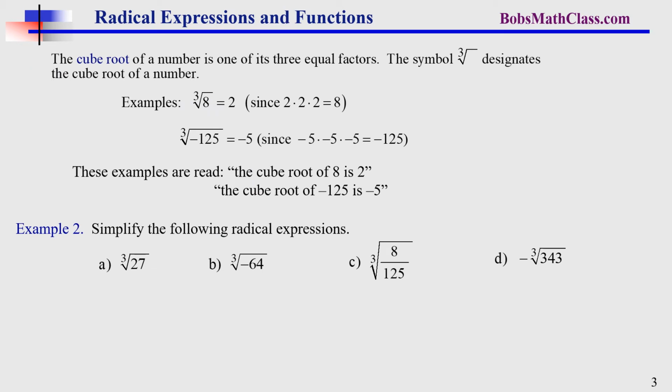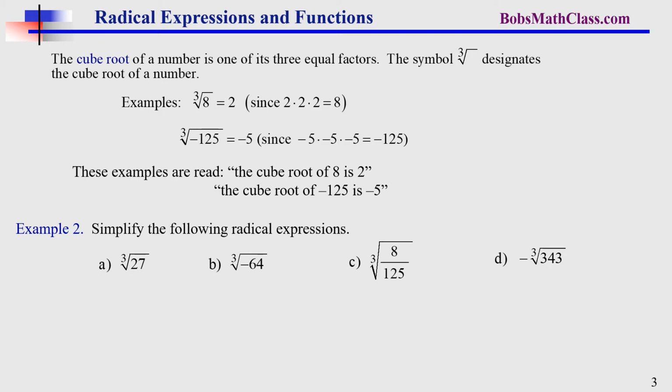Okay, we're going to talk about cube roots now. The cube root of a number is one of its three equal factors. Here's the symbol for cube root. It almost looks like a square root, but there's a little 3 inside that check mark area. That 3 designates the cube root of a number. Here's a couple of examples. The cube root of 8 is 2, because 2 times 2 times 2 equals 8.